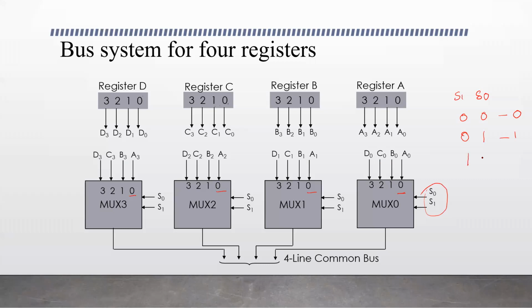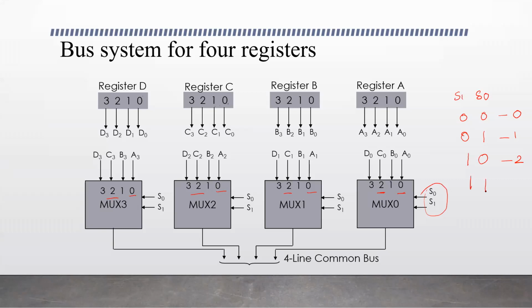And when the values of S1 and S0 are 1 and 0, multiplexer input 2 gets selected, and that gets directed to the bus as the output. The bits connected to multiplexer input 2 are the bits of register C, C0, C1, C2, and C3. So the content of register C will be placed on the common bus. The common bus carries the content of C to the destination register.